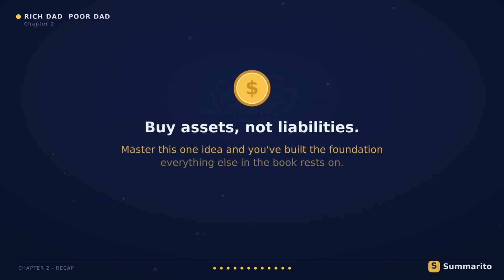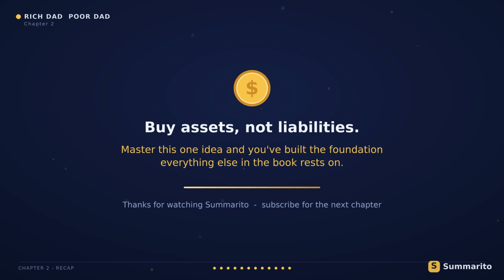That's Chapter 2 of Rich Dad Poor Dad. Master this one idea: buy assets, not liabilities, and you've built the foundation that everything else in the book rests on.